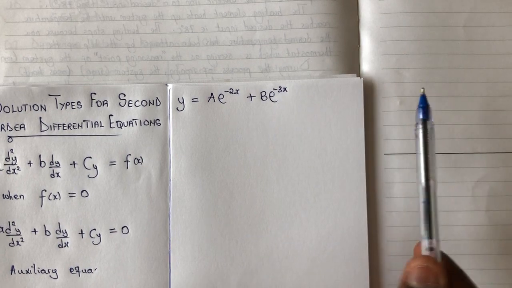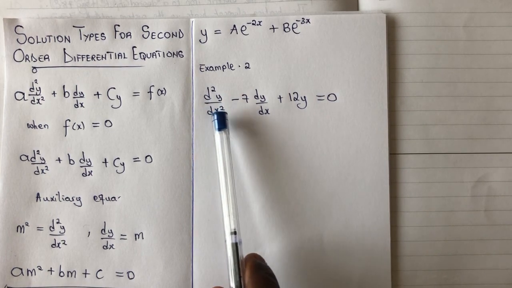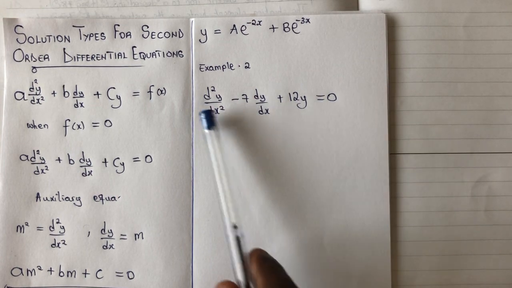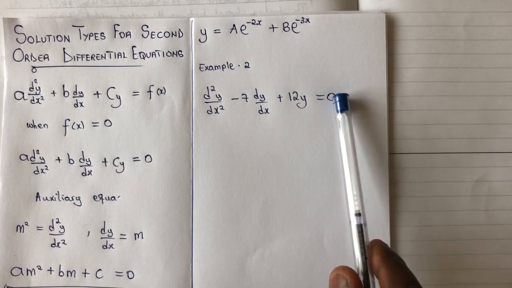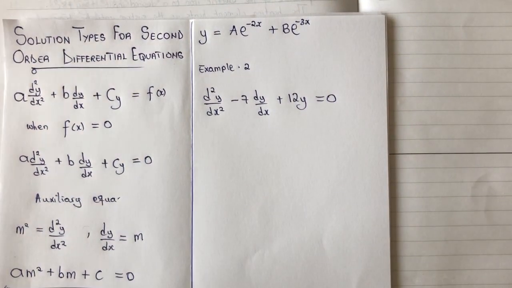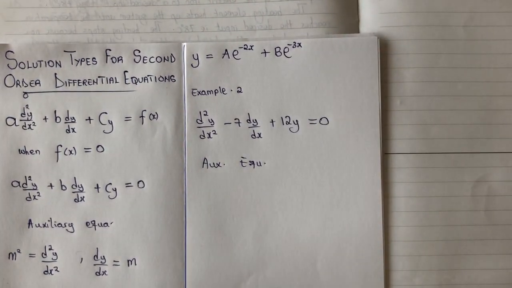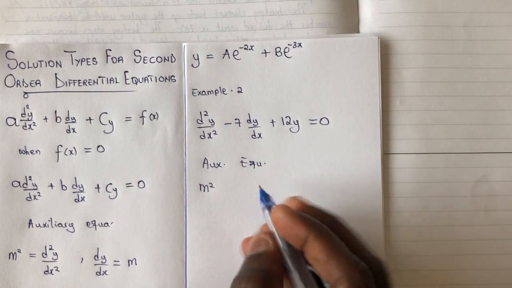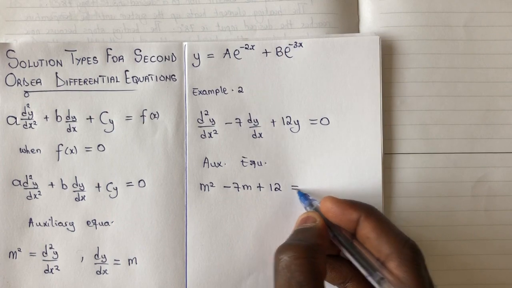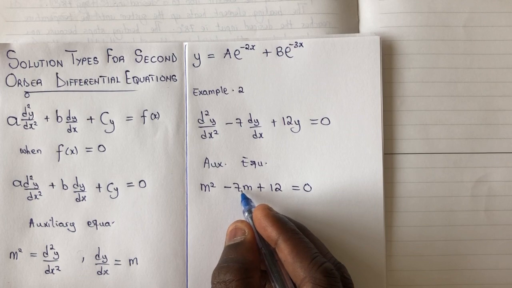Let's consider another example. We have d squared y dx squared minus 7 dy dx plus 12y equal to 0. I have already deduced the complementary function. That is why I equate the function to 0. Now, first we find the auxiliary equation. And to find the auxiliary equation, we say that the auxiliary equation is m squared minus 7m plus 12 equal to 0.